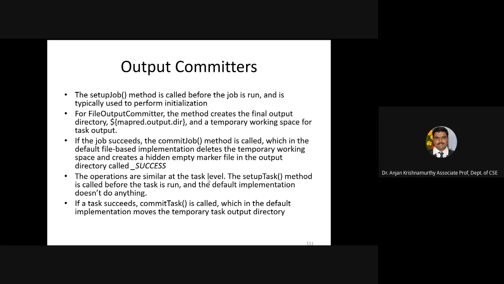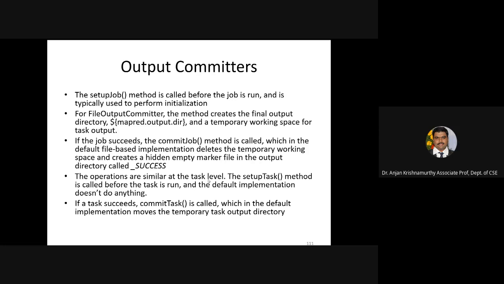So at the time of job initialization itself, you determine what the output of the job is that you are trying to look at. And for all the cases of the output, the default output committer format is a file. Hence we use this class which is called FileOutputCommitter. This FileOutputCommitter is a subclass of the OutputCommitter. And this is stored in a directory called mapreduce.output.directory. This is a temporary output working directory for that particular task.